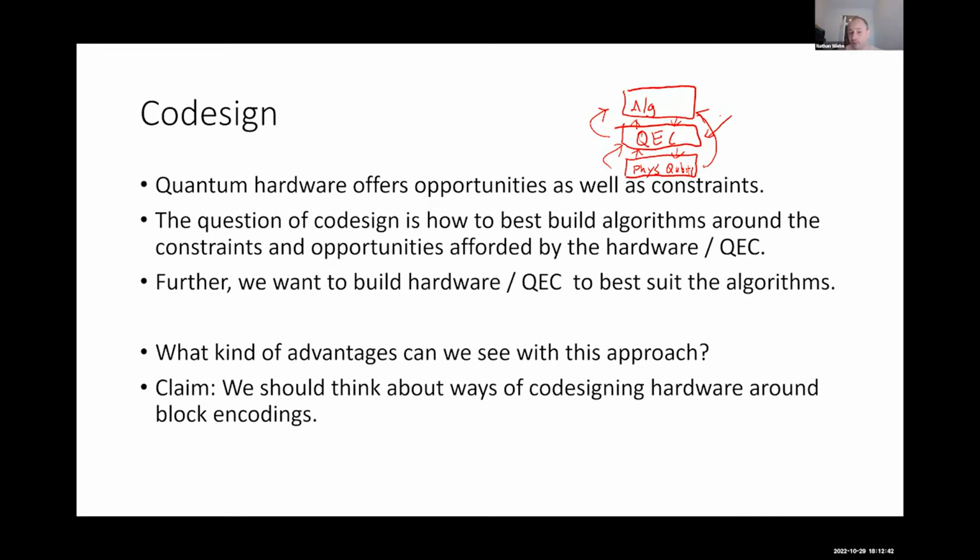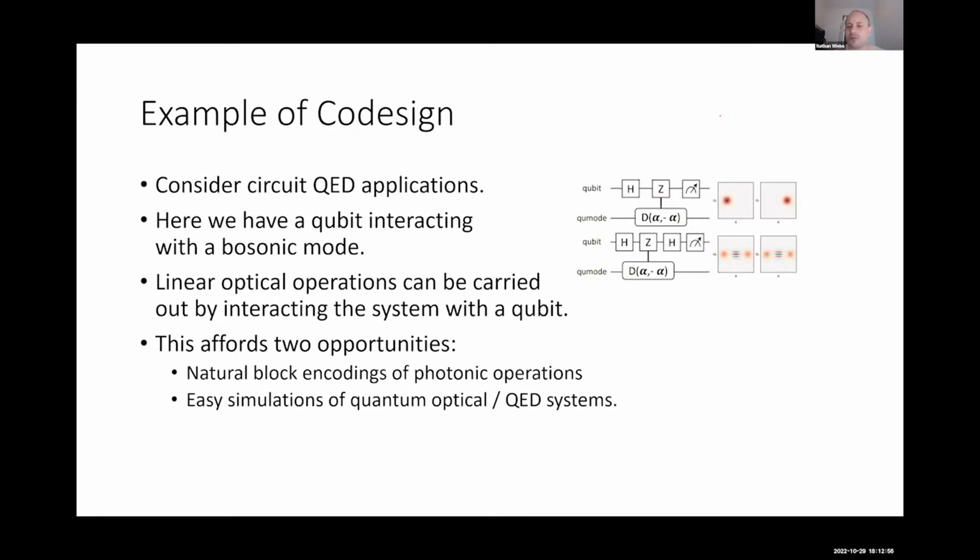And one of my big claims for this talk is that we should really be thinking about co-designing hardware in order to enshrine the notion of block encodings. And actually, this isn't as strange as it might seem. One of the reasons why this isn't so strange, and this is an example of work that I've done with Steve Girvin, as well as others at Yale and Pacific Northwest National Labs. The basic idea behind this is to take a look at building a programming language, or I should say, building an extension to Qiskit that really enshrines this notion of qubits interacting with bosons.